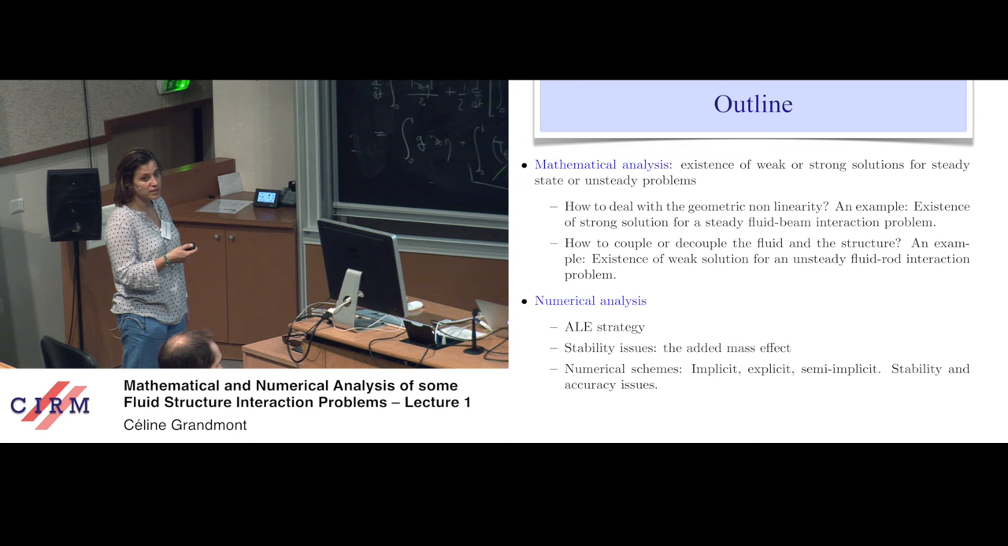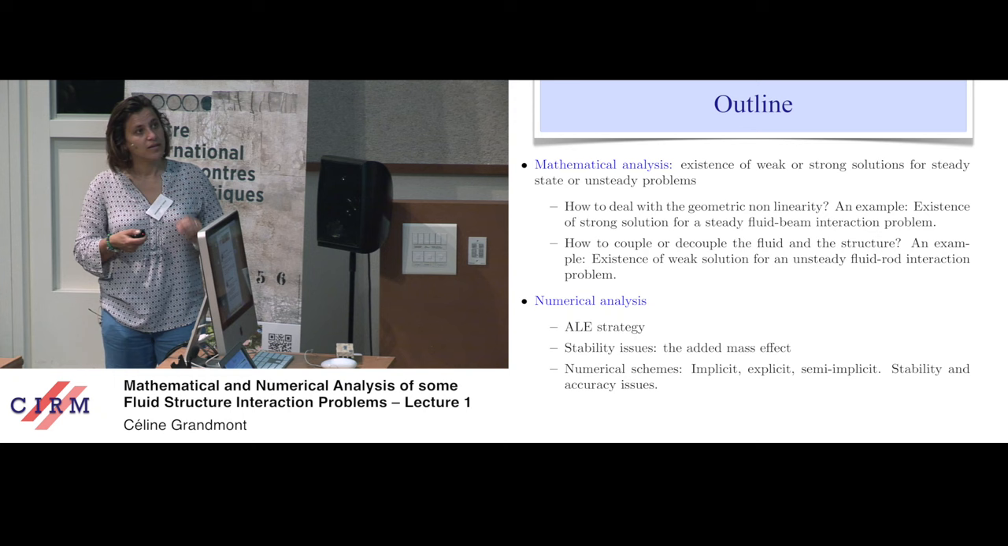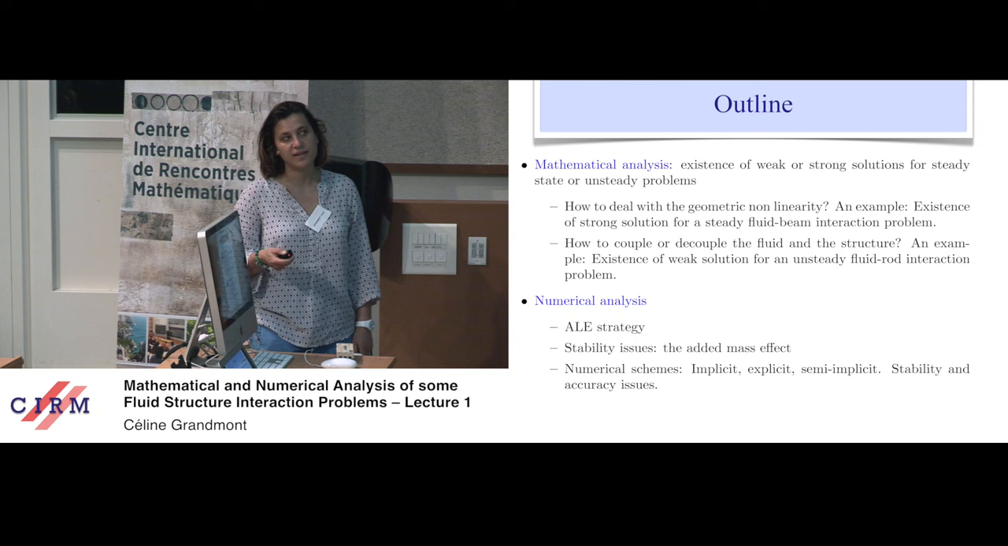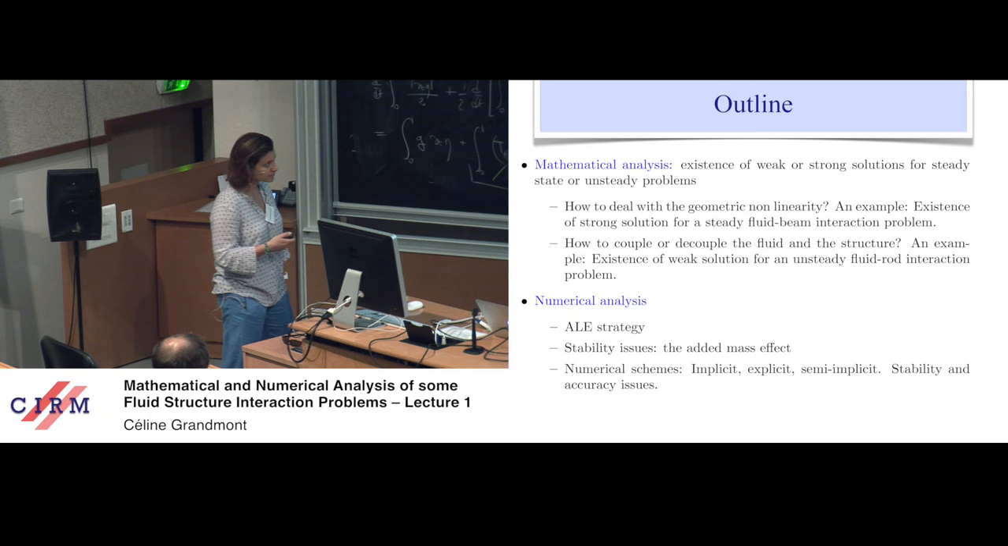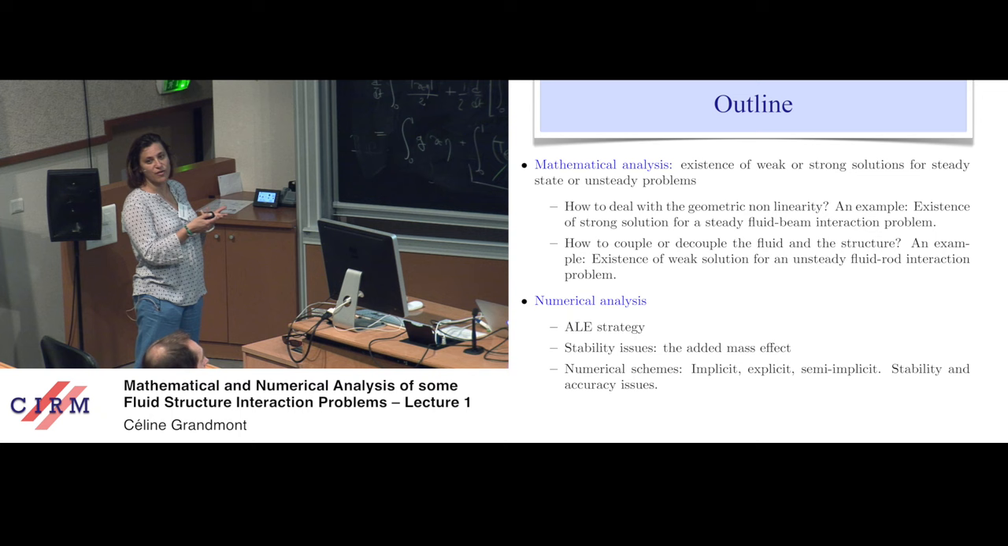So next, I will speak about stability issues, and in particular, what is called the added mass effect. And this added mass effect comes from the incompressibility constraint, really. And I will present some numerical schemes, implicit one, explicit one, semi-implicit one, and discuss their stability and accuracy properties, and try to make the link between those schemes, those strategies to discretize the problem, and the strategy of proof.